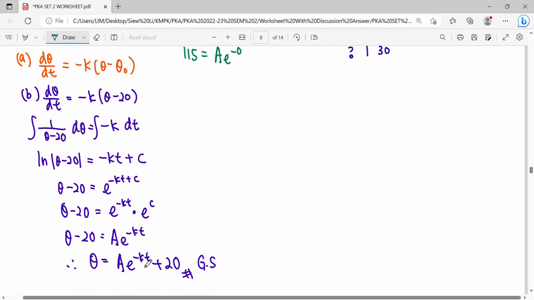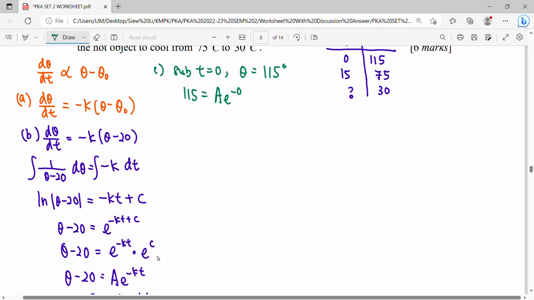So t times k, everything becomes 0. So e to the power 0 is 1. So 115 equals A plus 20, A equals 115 minus 20, which is 95. Continue with another piece of information to obtain k.